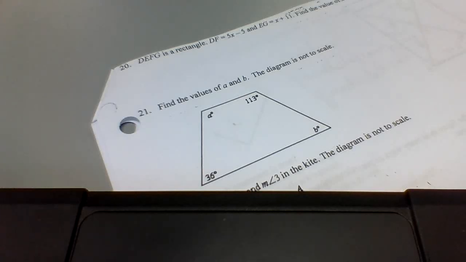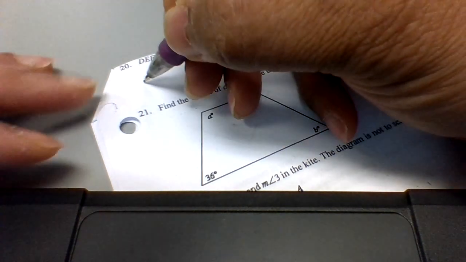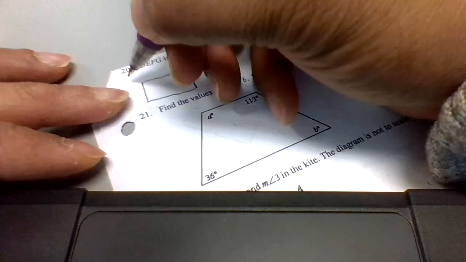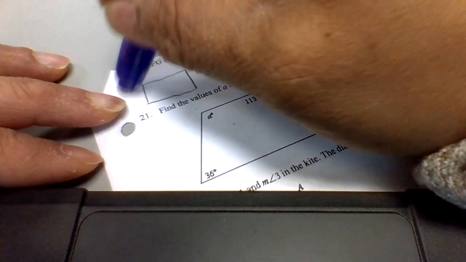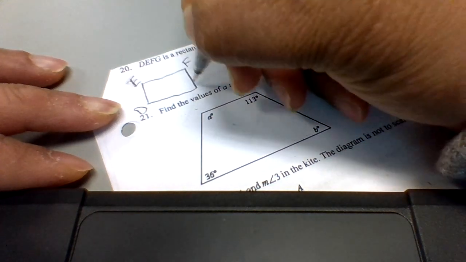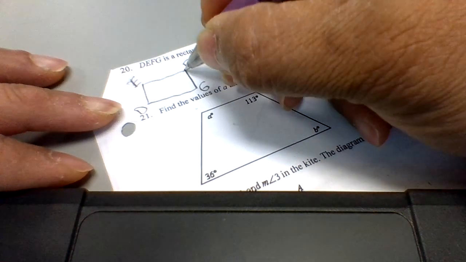Chapter 6 review, page 5. DEFG, well, we don't have a picture, so we'll draw a quick picture here. DEFG. So we're talking about the diagonals now.